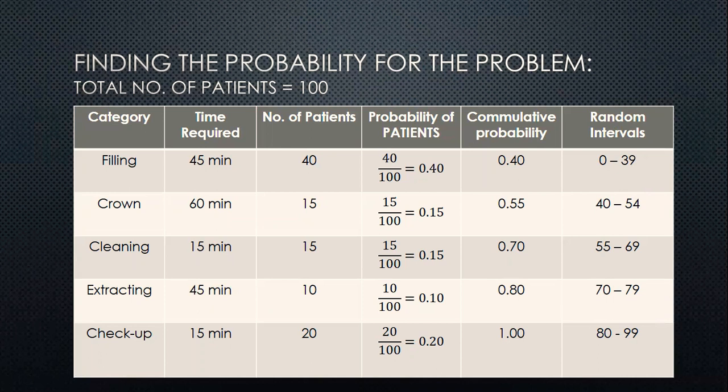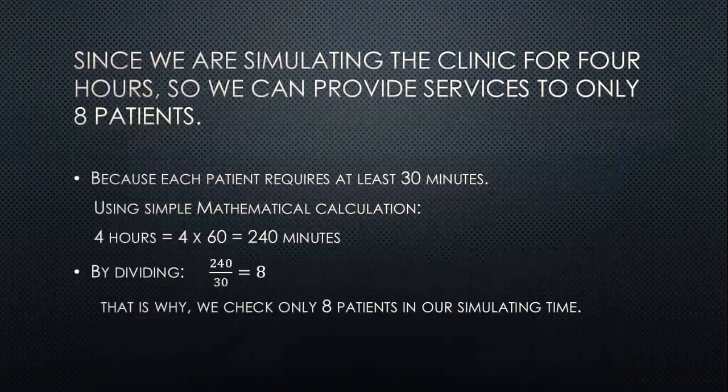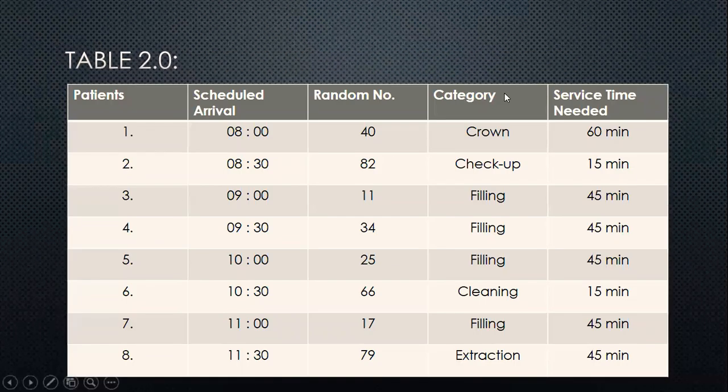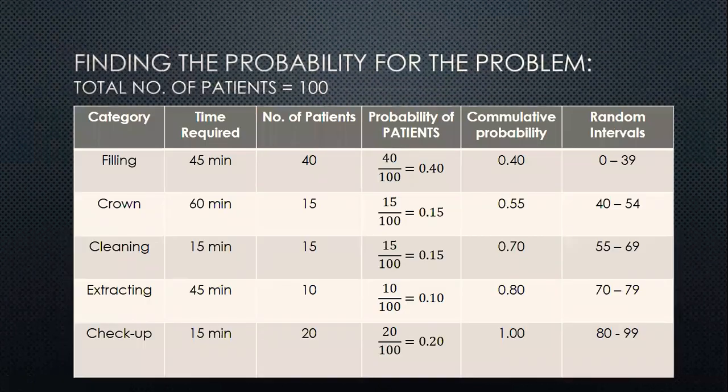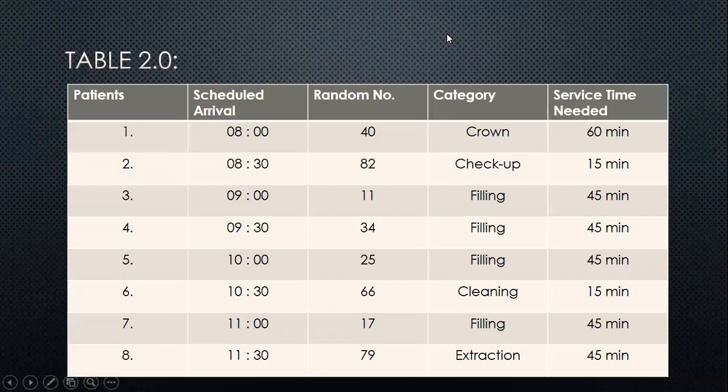If the random interval lies in between the category, we will write that category. So, the 40 is the random number. Okay, the first patient arrived at 8 a.m. and its random number is 40. So here we check. By checking this, I came to know that 40 lies in the second row, and the 40 interval is a crown category.